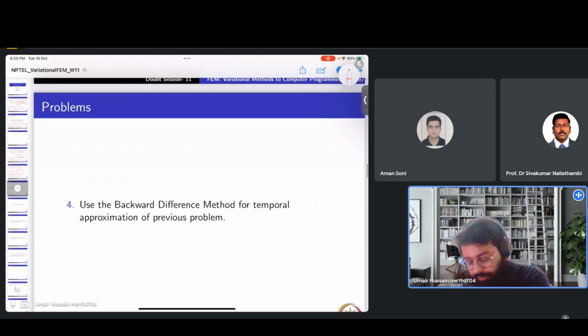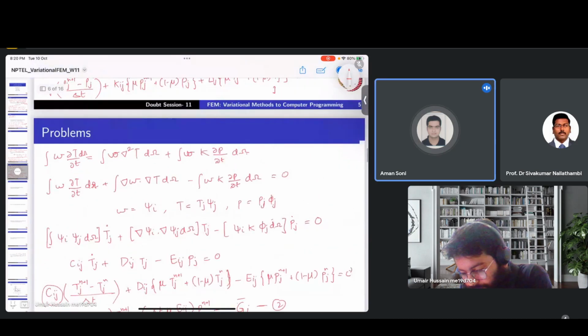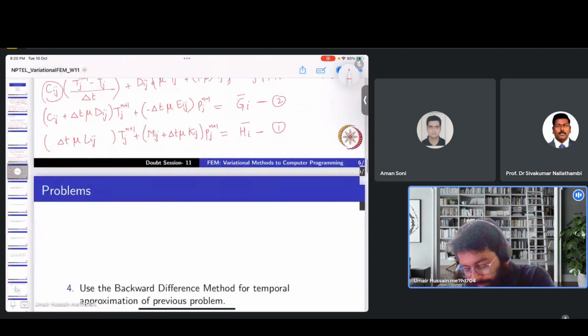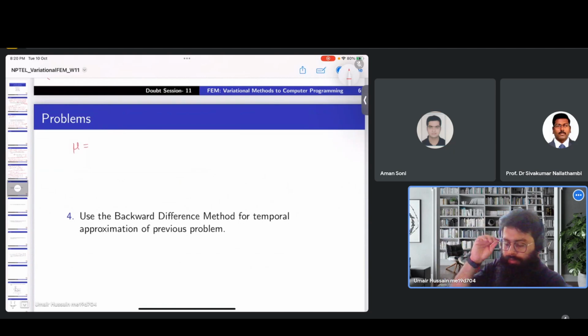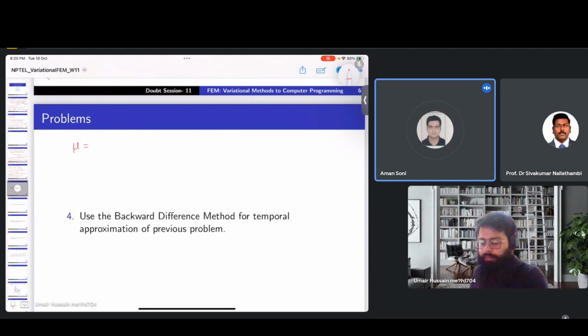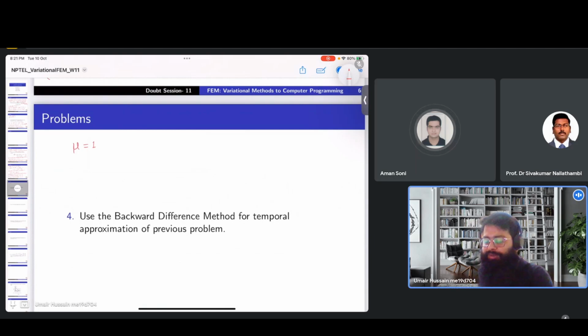Okay, then for the next problem: use the backward difference method for temporal approximation of the previous problem. So for the backward difference, what do we have? Mu equals... Actually, I didn't go through this lecture. I don't know. Backward difference, mu equals one. Forward is mu equals zero.